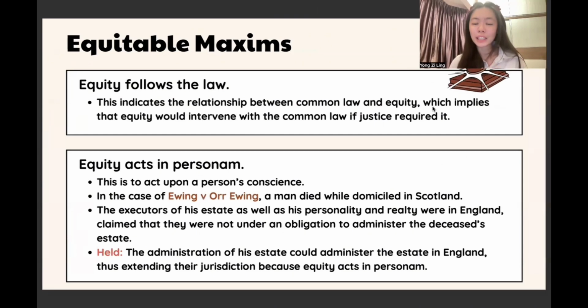This indicates the relationship between common law and equity, which implies that equity would intervene with the common law if justice required it. Next one is equity acts in personam. This means to act upon a person's conscience. In the case of Ewing and Ewing, a man died while domiciled in England. The executors of his estate were in England, but claimed that they were not under an obligation to administer the deceased's estate. The court held that it could administer the estate in England, therefore extending their jurisdiction, because equity acts in personam.